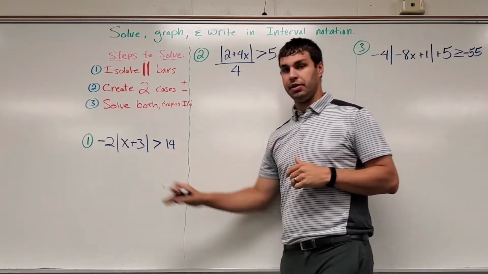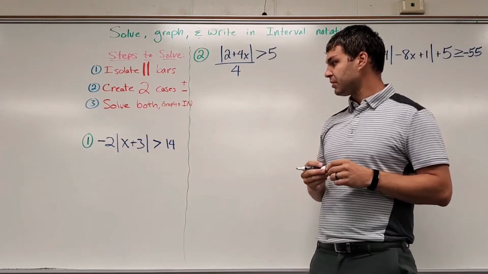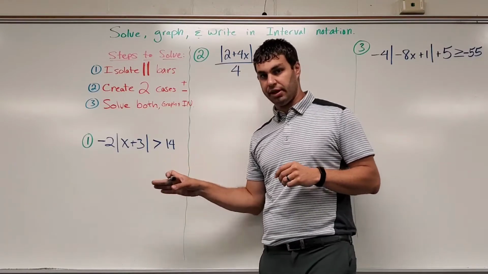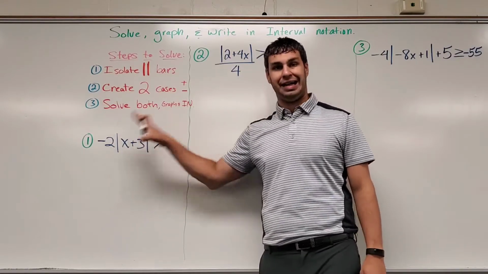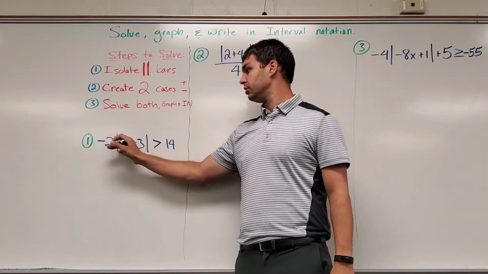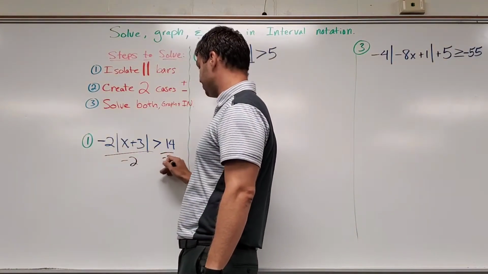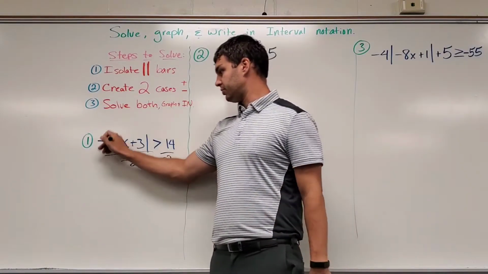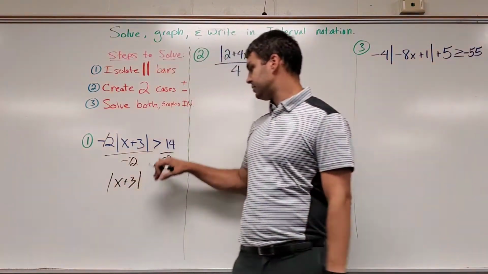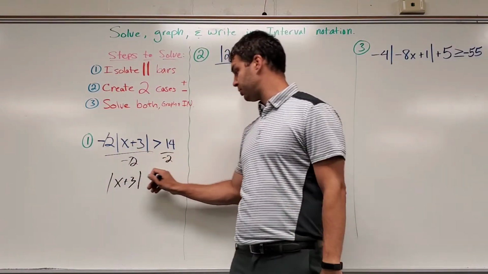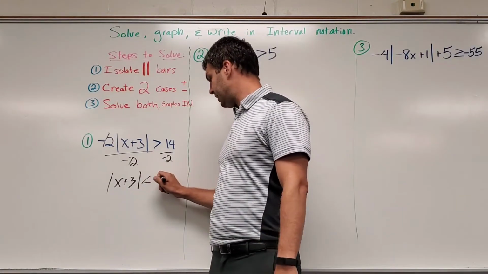All right, so let's try number one. Number one says -2 times the absolute value of x plus 3 is greater than 14. Now with absolute value, you cannot distribute in like you can with parentheses. These are not parentheses. These are absolute value signs. So instead, to get rid of this -2, we're going to have to divide by -2. What that does is it cancels those on this side. We're left with the absolute value of x plus 3. And we divided by a negative, so our sign switches. And then 14 divided by -2 is -7.